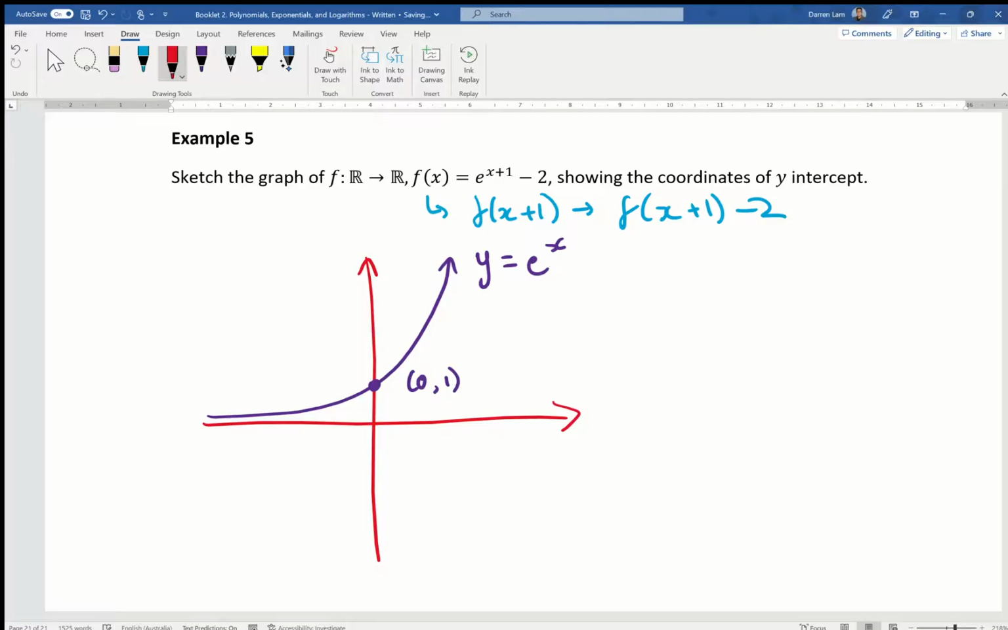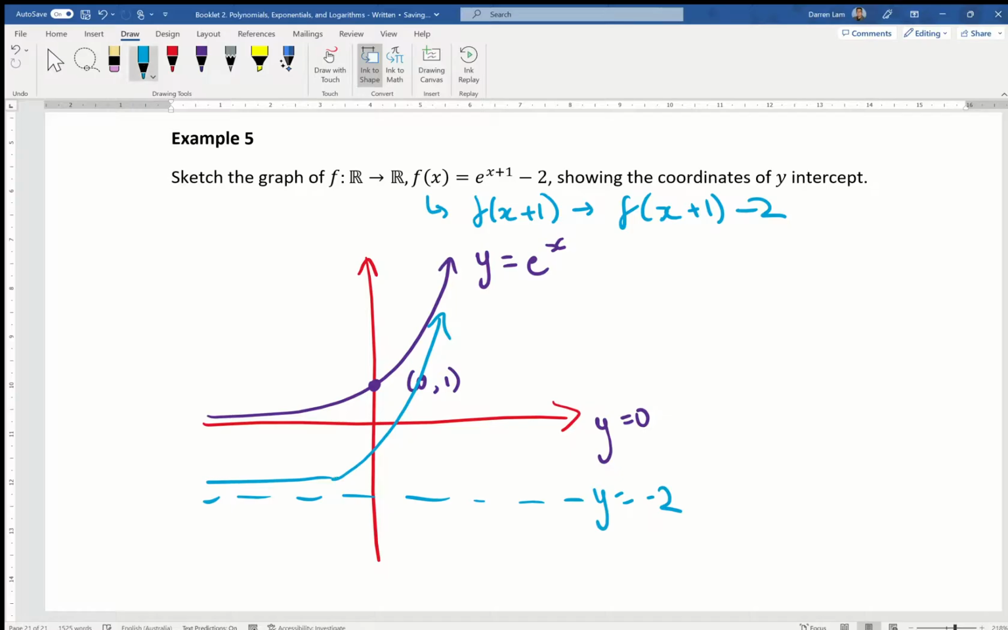Let's see what happens if we apply our translations. It's x plus 1, so we're translating left 1 unit, and 2 down. Our asymptote equation, which originally was y equals 0, is going to get shifted down to y equals -2. I'm going to draw a dotted line there, in a different color, y equals -2. Then we have a translation 1 to the left, so our function should look something like this. Hopefully yours has nicer asymptotic behavior than mine.